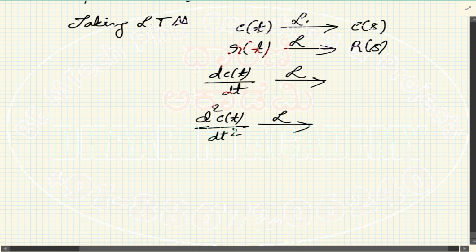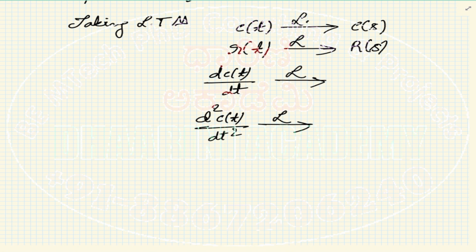You see here the c of t is not given like U of s or something, right? So that's not given. So c of t becomes C of s. What happens to the differentiation of c of t? It's the differentiation property of the Laplace transform. What happens when you differentiate the time domain signal? What happens on the s domain side?